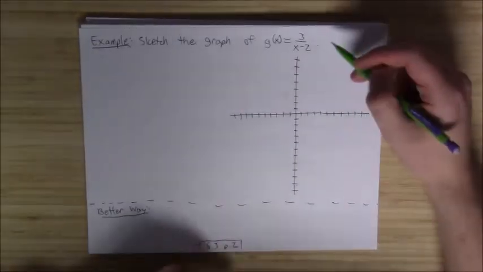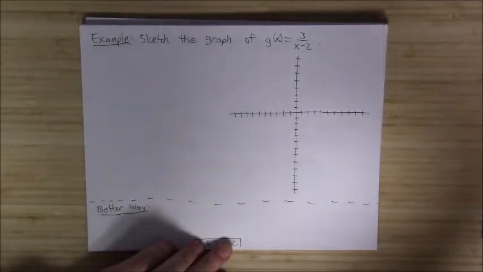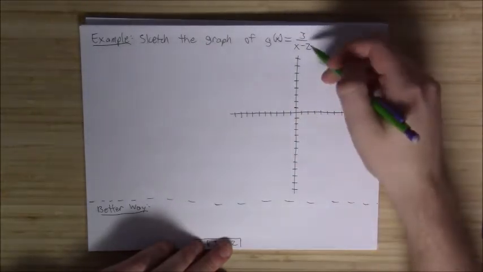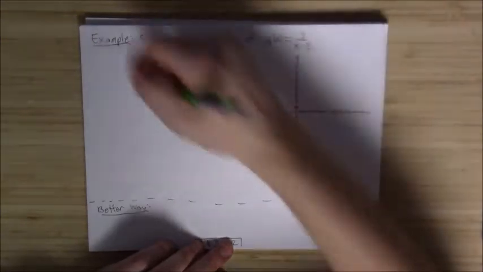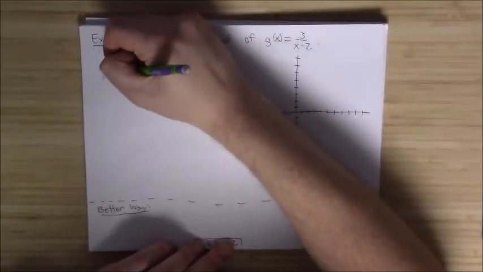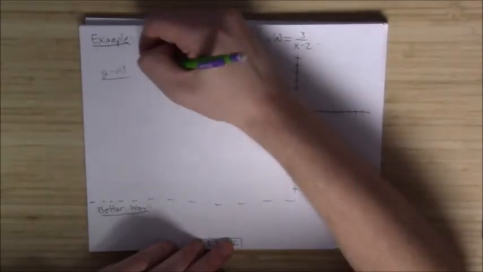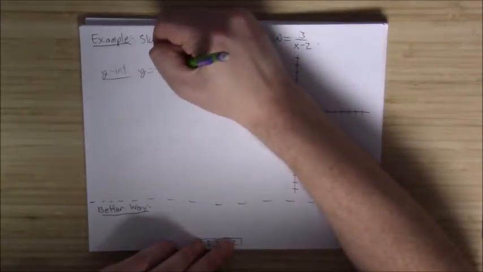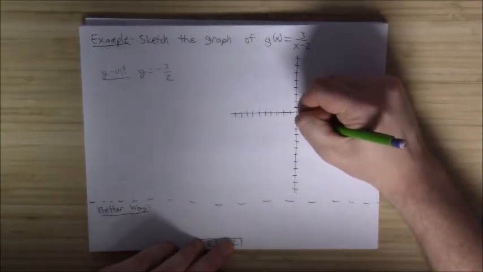Going through our information, it's already factored, so we're done with that. Plugging f of 0 in for our y-intercept, we get negative 3 halves, y equals negative 3 halves. So let's mark that on our graph. Negative 3 halves is right there.